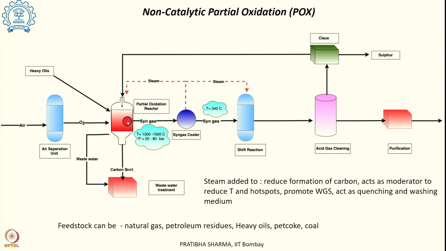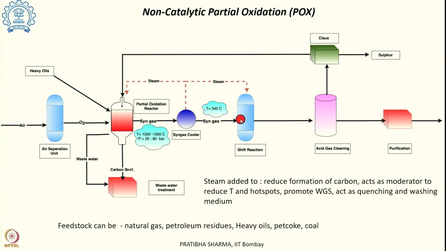After the syngas is produced by the process, it is at a high temperature. This needs to be cooled down before it enters the shift reactor. So, this temperature difference can be used for generating steam. After it has been cooled in a syngas cooler, the temperature of the syngas is about 340 degrees centigrade, and this can be fed to a carbon dioxide shift reactor, wherein with the help of steam, the carbon monoxide will react with steam to produce carbon dioxide.